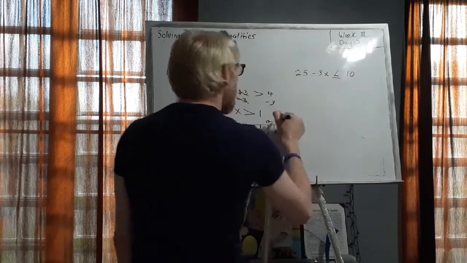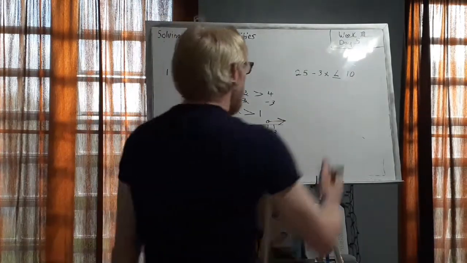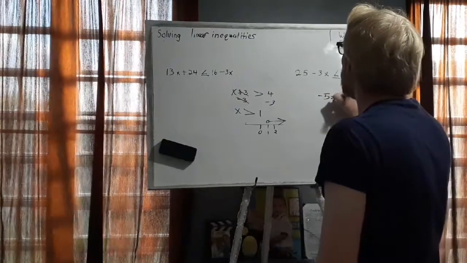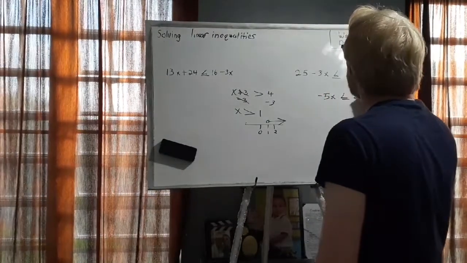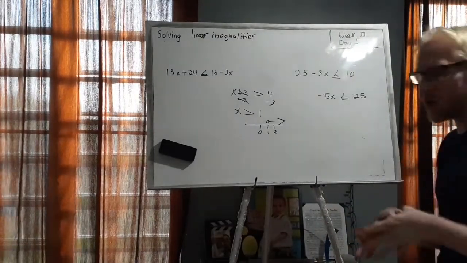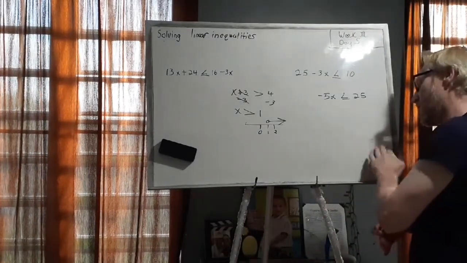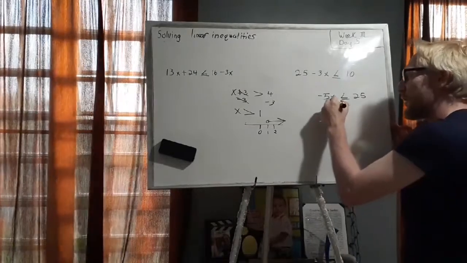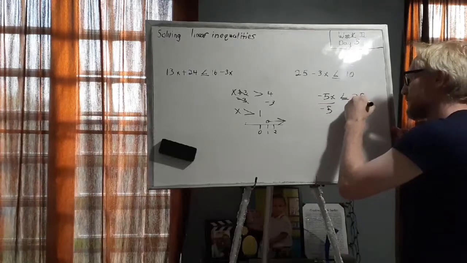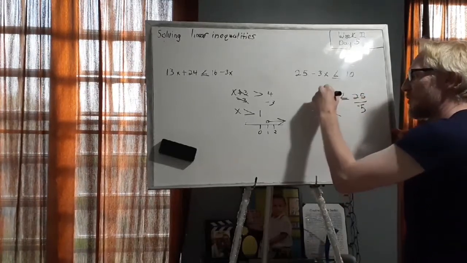And since it's not greater than or equal to, we wouldn't shade the point. Do this, right? And then you would get something like another one, which is like -5x is less than or equal to 25. And this you would solve just like you would solve an equation, right? That involved multiplication. You would divide everything by -5. And this would cancel out, right?